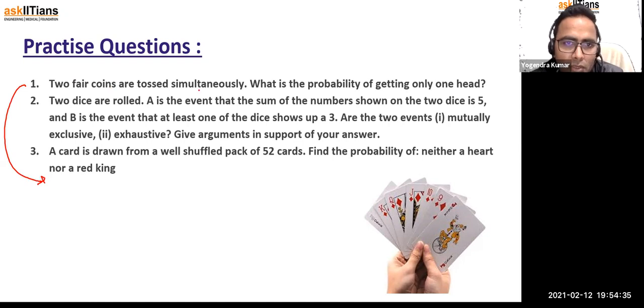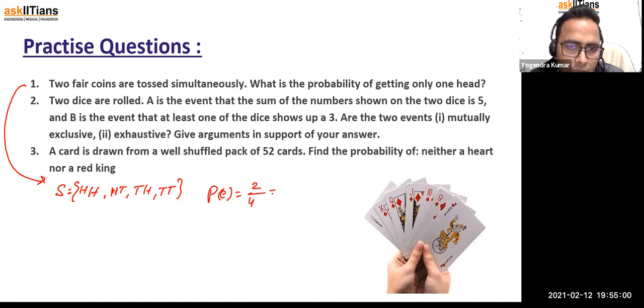2 fair coins are tossed simultaneously. What is the probability of getting only one head, right? We want one head only. So full sample space is what? S is equal to HH, HT, TH, TT. One head only are 2 cases. So probability will be 2 divided by 4, which is 1 by 2, right? I hope you got it.